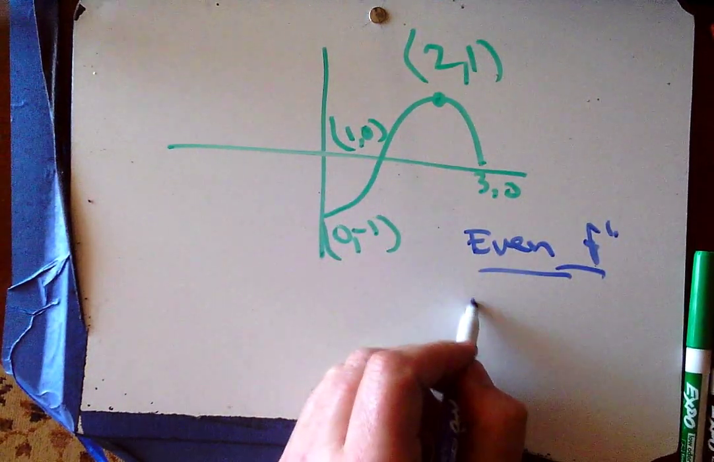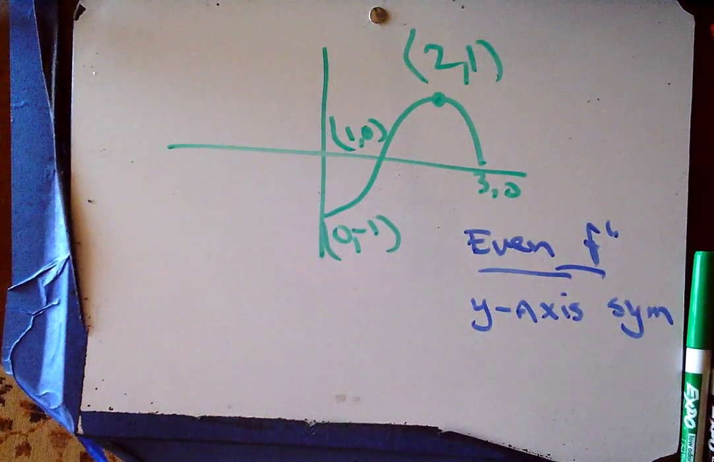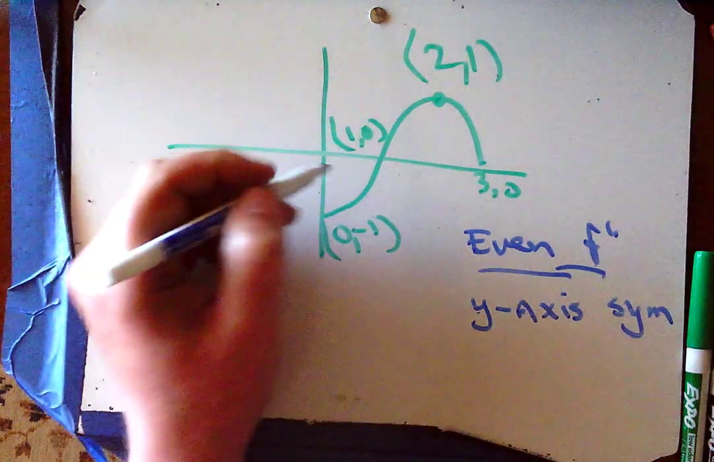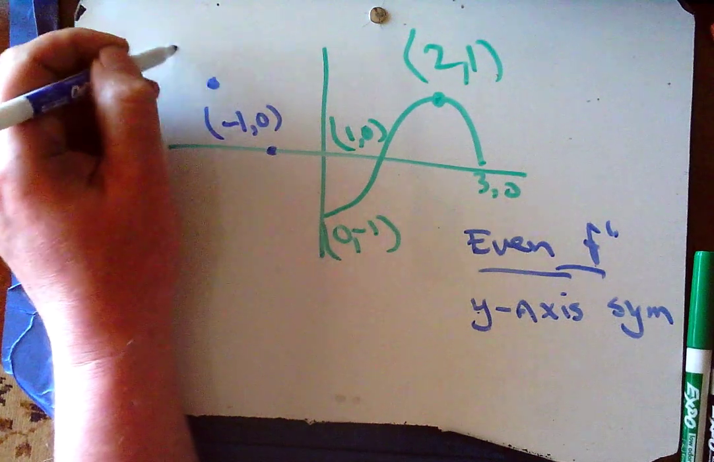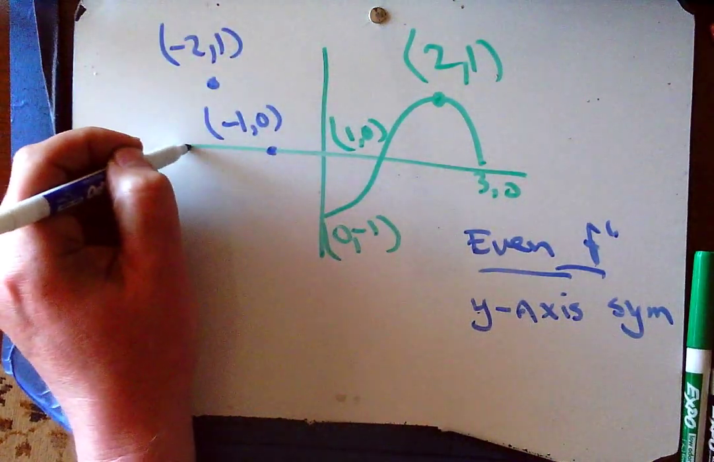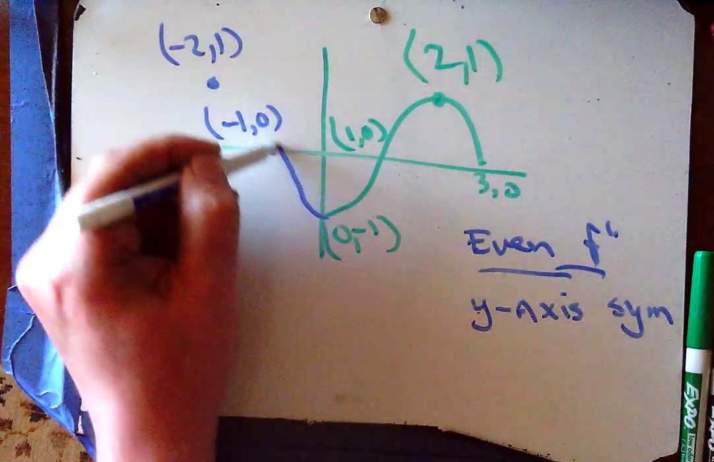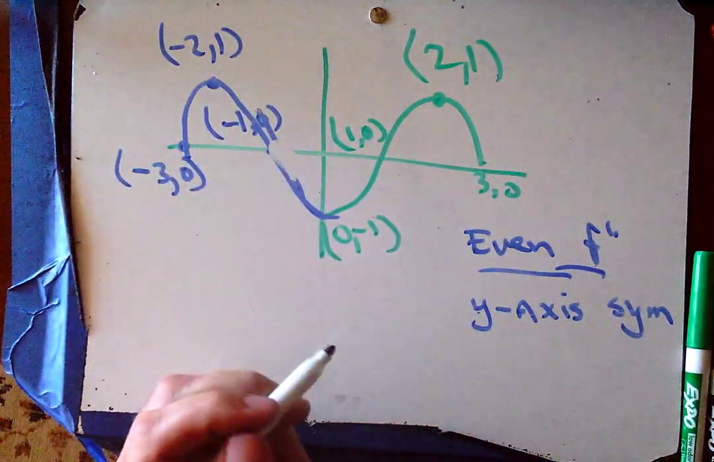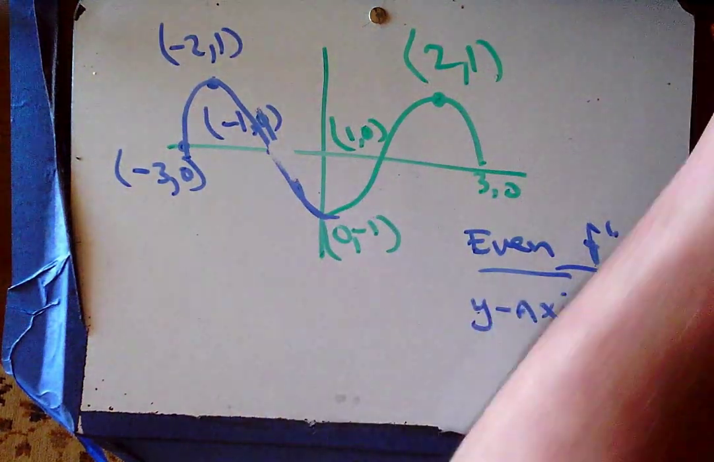Remember, an even function has y-axis symmetry. We said before we would have to change, because it has y-axis symmetry, we would have to change the sign on all the x's. Negative 1, 0, up here at negative 2, 1, and then back down here at negative 3, 0. So my graph will reflect across the y-axis, okay? Remember, an even function has y-axis symmetry.